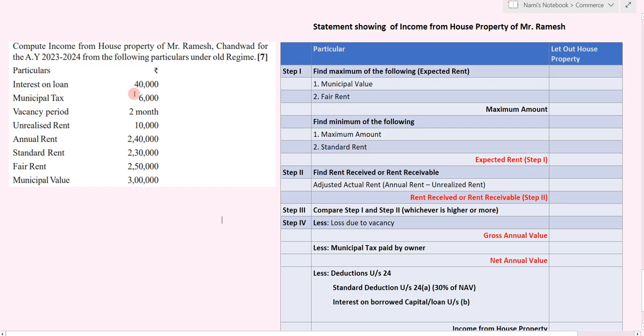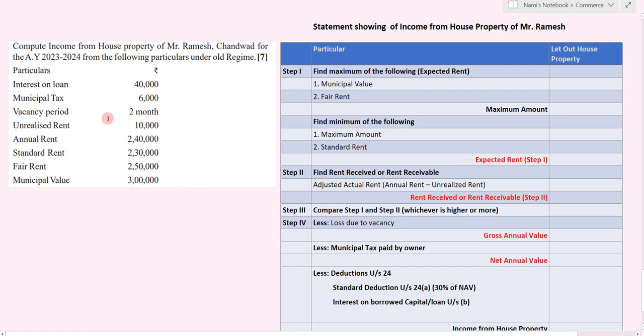Interest on loan is given 40,000, municipal tax 6,000, vacancy period is given, the house property was vacant for 2 months, then there is unrealized rent 10,000, then annual rent is 2,40,000, standard rent is 2,30,000, fair rent is 2,50,000 and municipal value is 3 lakhs.